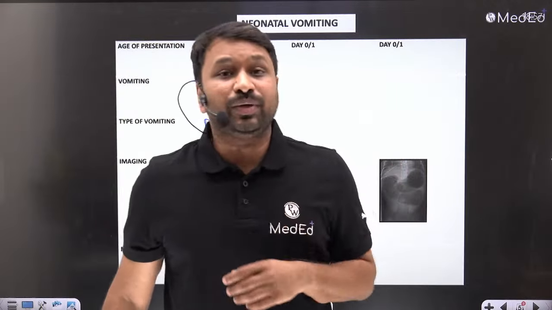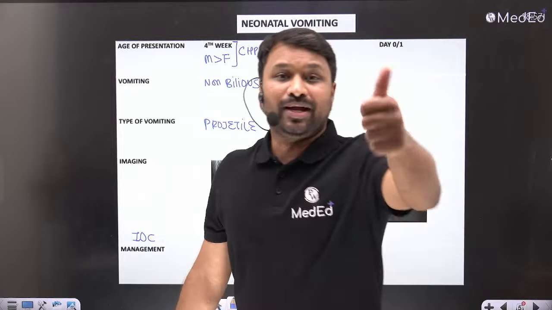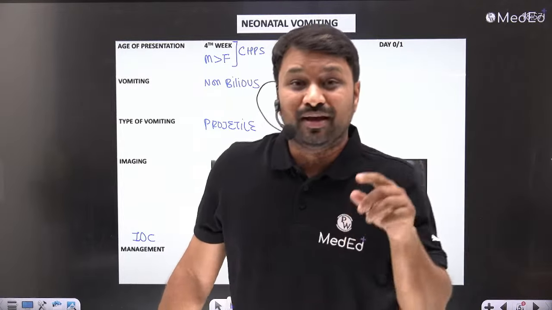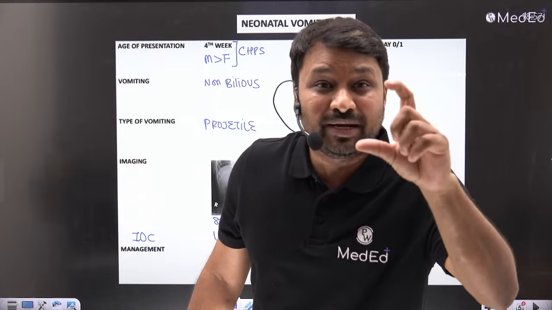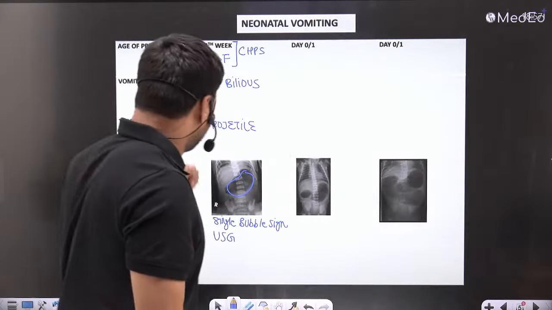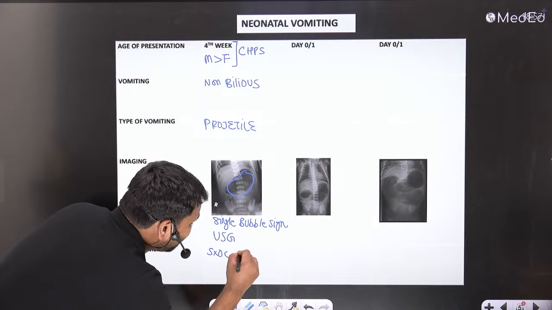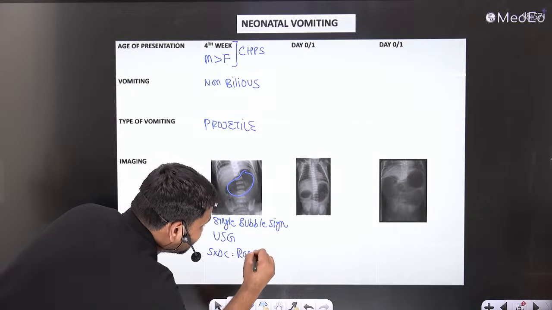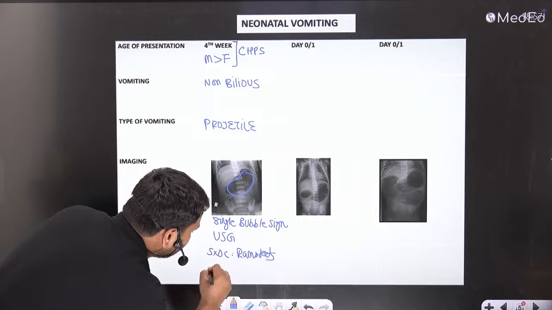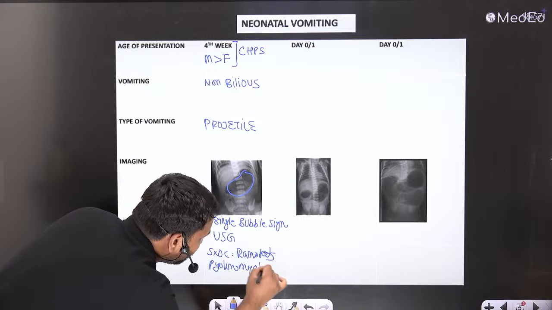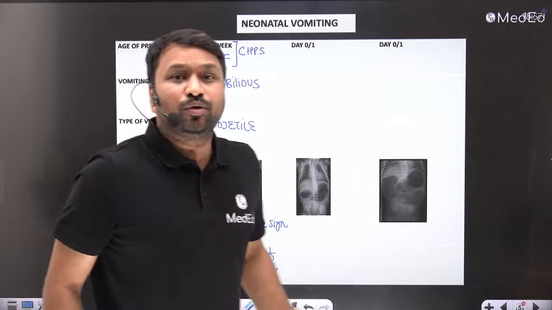What are the findings? We know on the ultrasound, you get cervix sign, you get antral nipple sign, you get the circular muscle thickening sign, right? What is the criteria? 4 millimeters thickness, 16 millimeters should be the length. Then you'll call it a CHPS. What is the management? Surgery. What is the surgery of choice? It is your laparoscopic Ramstedt's pyloromyotomy, right?